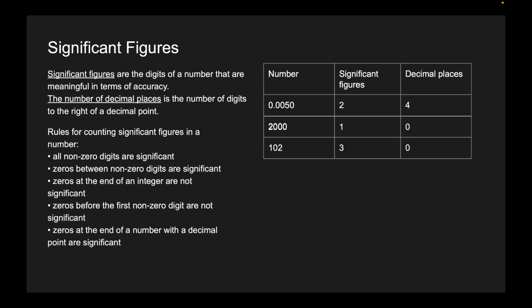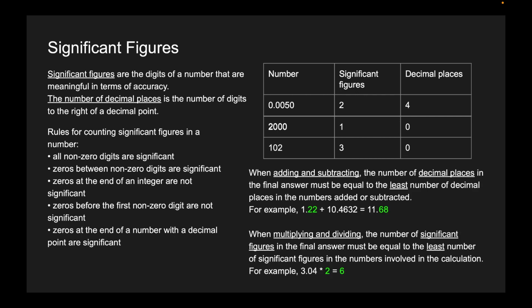Now let's move on to mathematical operations and see how to write the final answer in the examinations. When adding and subtracting, the number of decimal places in the final answer must be equal to the least number of decimal places in the numbers added or subtracted. For example, 1.22 plus 10.4632 equals 11.68. As you can see, 2 is the least number of decimal places. Therefore, the final answer also has 2 decimal places.